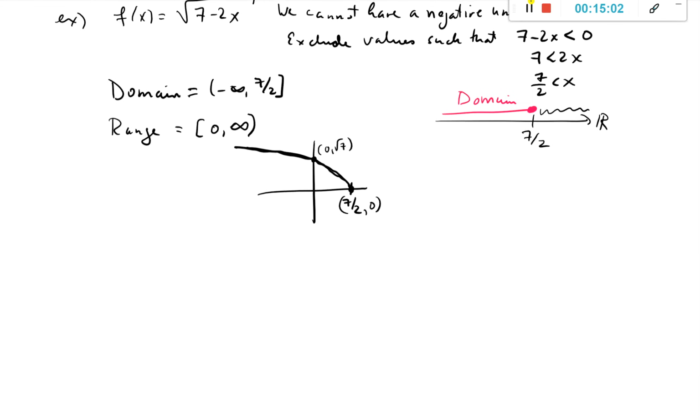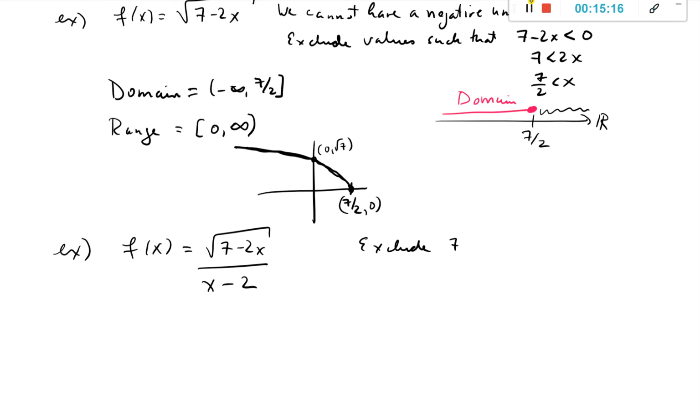And then finally, last example, I'm going to combine everything we've done. I'm going to put the square root of 7 minus 2x and divide that by x minus 2. So we need to exclude the values of x where 7 minus 2x is negative, because we don't want a negative underneath the square root. We need to exclude what makes the denominator equal to 0. So here we need to exclude 2, and as we did before, we need to exclude values of x larger than 7/2.